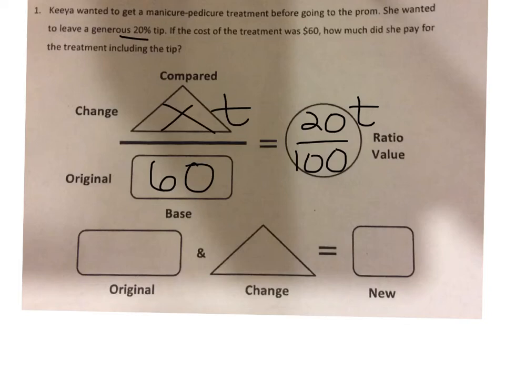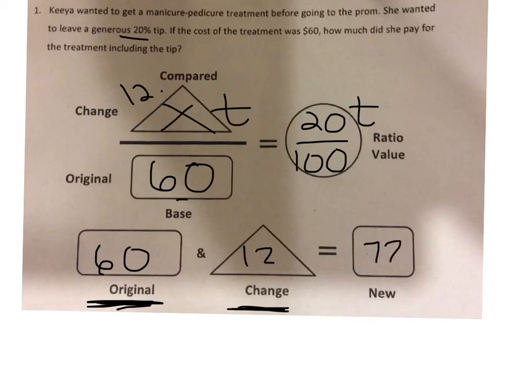So all we're going to do is take 60 times 20, divide by 100, and we're going to get a $12 tip. So I'm going to fill in this bottom information. The original price was $60. The change, the $12 tip we're going to leave. If you have to pay for the manicure pedicure, you have to tip the person. Totally, it's going to cost you $72.